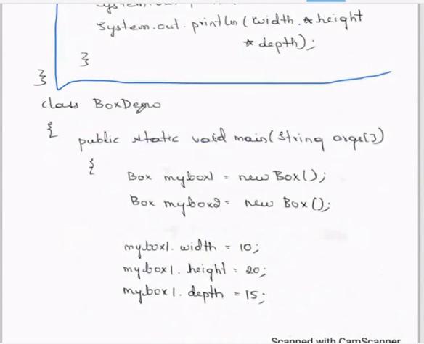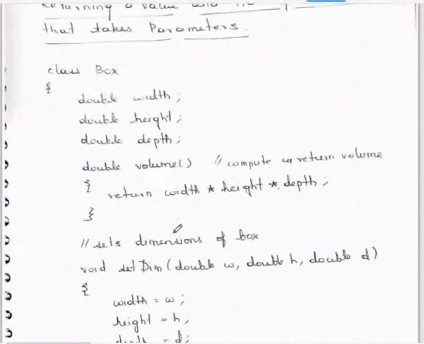So assume this is another class by name box demo. Now what are the members of this class? Yes, it has only one member, that is a member method by name main. Classes and object now.